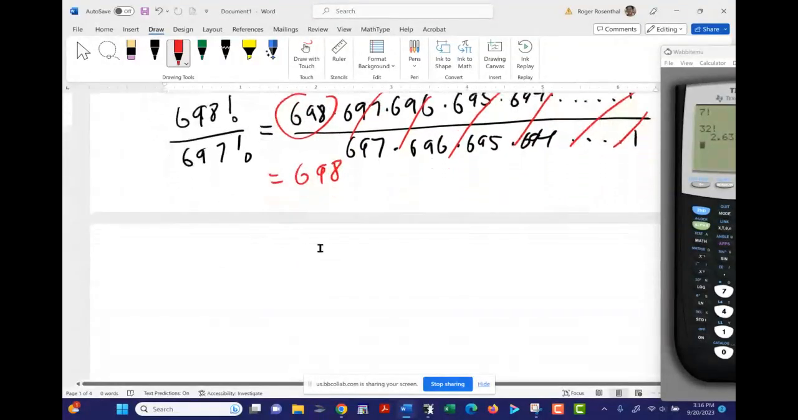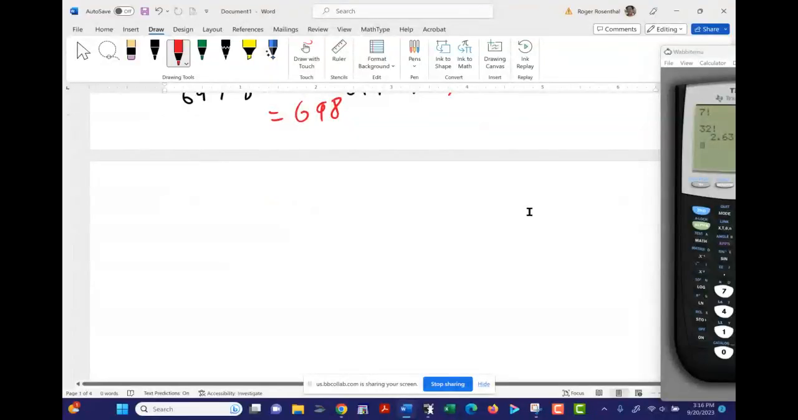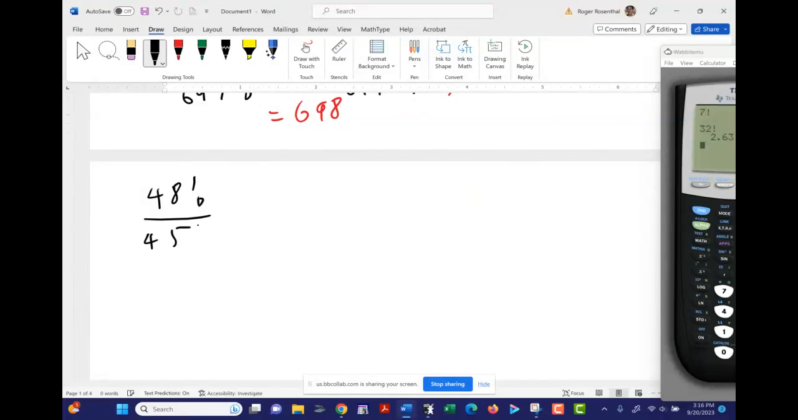Okay. I recommend that you pause the video and try this next thing and see if you can figure out what 48 factorial over 45 factorial is equal to. And I will tell you, you will end up with a 6-digit number, if you want to see if you're actually getting it right before I show you. Pause the video and try this one.